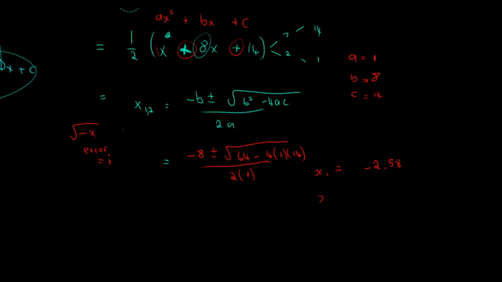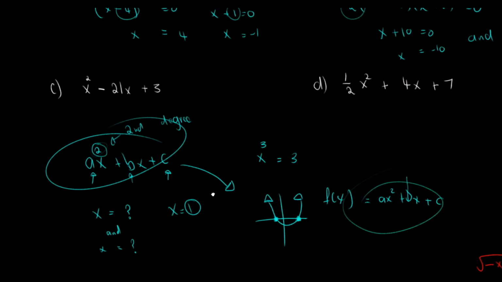Let's go find x2. Now instead of clearing my entire calculator, I'm just simply going to go back and replace the positive with a negative. Then I get negative 5.41. So therefore my two intercepts are negative 2.58 and negative 5.41. Okay.